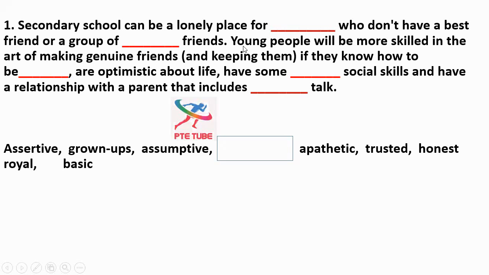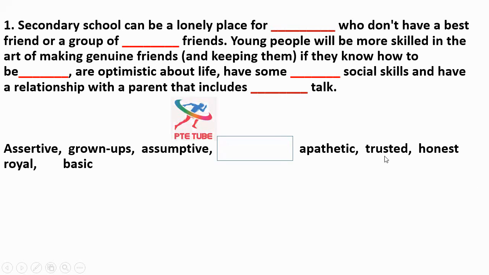We'll move on. Young people who will be more skilled in the art of making friends, if they know how to be. Like this you will have to retrieve the sentence in your own mind. How to be dash, how to be. So some people will make good friends, genuine friends, if they know how to be. How to be, what word could fit in there?